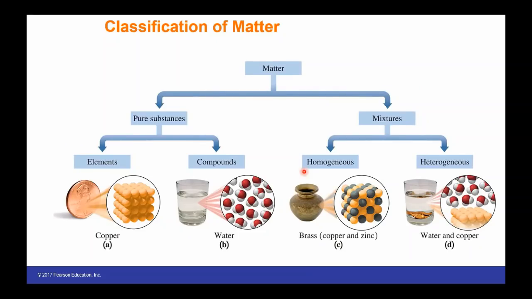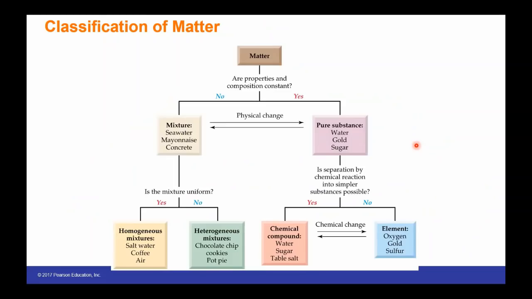So, how do we classify matter? Matter is classified either as a pure substance or a mixture. If it's a pure substance, we have either elements or compounds. If we have a mixture, then we have a homogeneous or heterogeneous mixture. So how do we know how to classify matter? Are the properties and composition constant? If yes, then it's probably a pure substance. If no, it's probably a mixture. The way that we can separate this mixture is by some type of physical process to get each pure substance by itself.